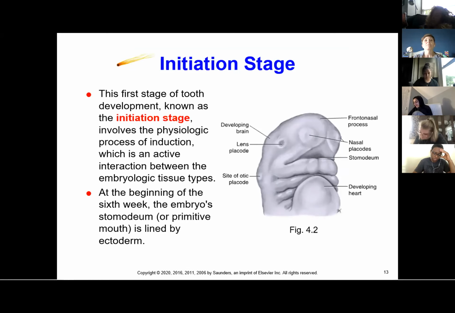So the initiation stage involves the physiologic process of induction, which is the active interaction between the embryonic tissue types. At the beginning of the 6th week, the embryo's stomodeum, or the primitive mouth, is lined by the ectoderm. Okay.